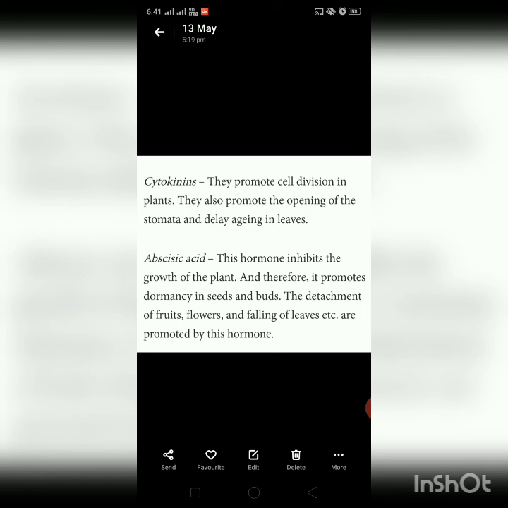Abscisic acid. This hormone inhibits the growth of the plants, and therefore it promotes dormancy in seeds and buds, the detachment of fruits and flowers, and the falling of leaves, etc. These are promoted by this hormone.